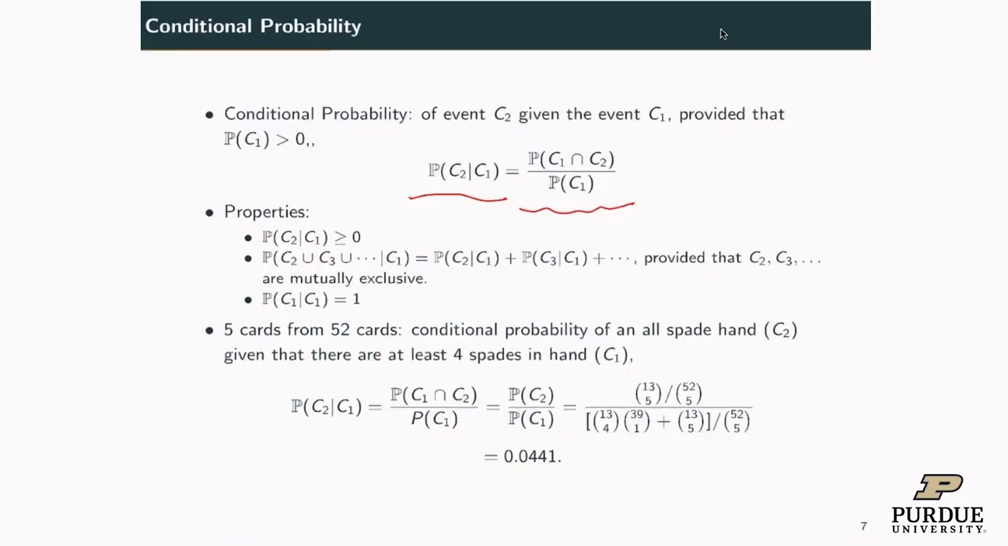Now probability C1 intersection C2. C2 is 5 spades. C1 is either 4 or 5 spades. So C2 is a subset of C1. If you do the intersection, it's the probability of C2. Now C2, 5 spades: 13 choose 5 over 52 choose 5. We can calculate the probability. So for this example, we use the definition of conditional probability.